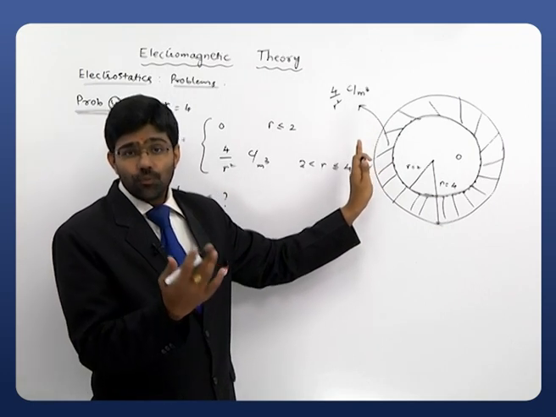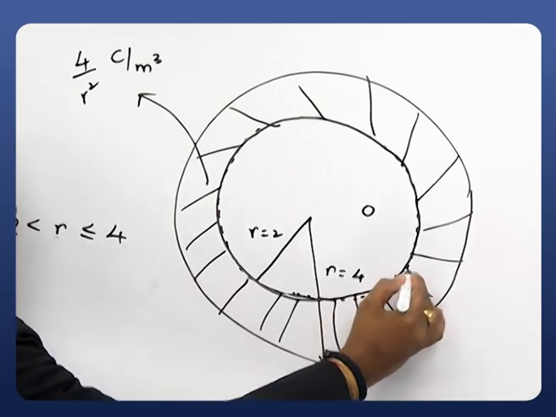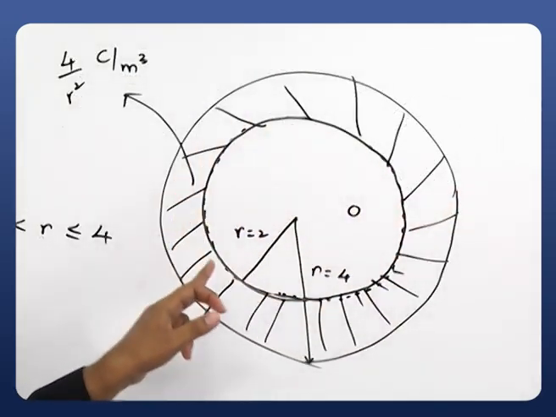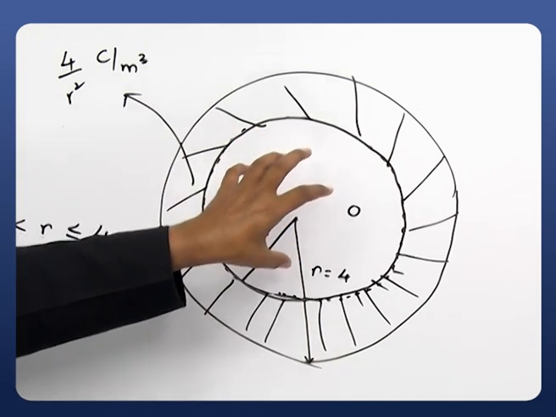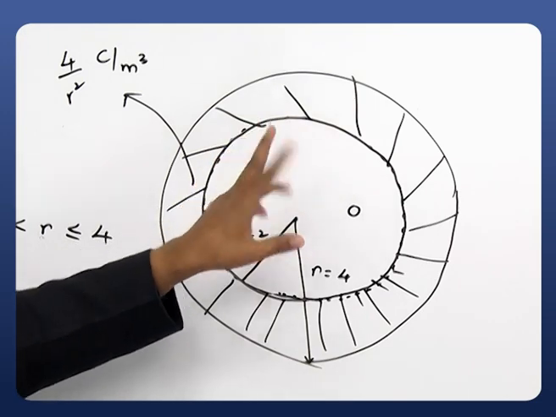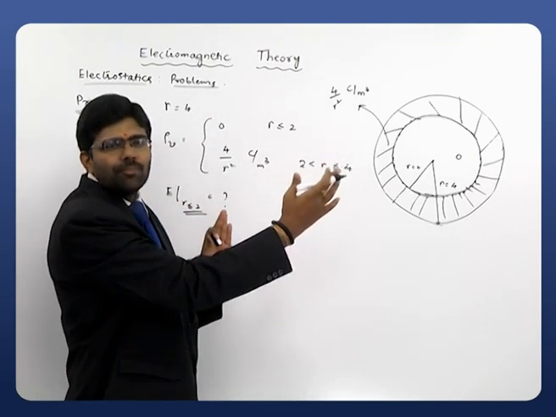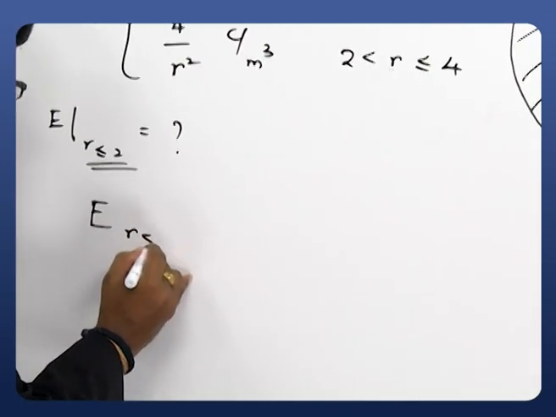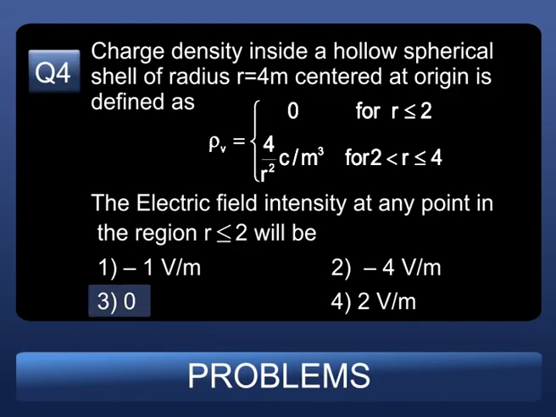Theoretically, we can apply Gauss law here: the total flux leaving through this shell must be equal to the charge enclosed. If you consider this as the Gaussian surface and calculate the total flux leaving, it must be equal to the charge enclosed as per Gauss law. The charge enclosed within this shell is always 0, so the electric field intensity is also equal to 0. So by applying Gauss law or by observation, we can say the electric field intensity for r less than or equal to 2 is always 0. This is our answer.